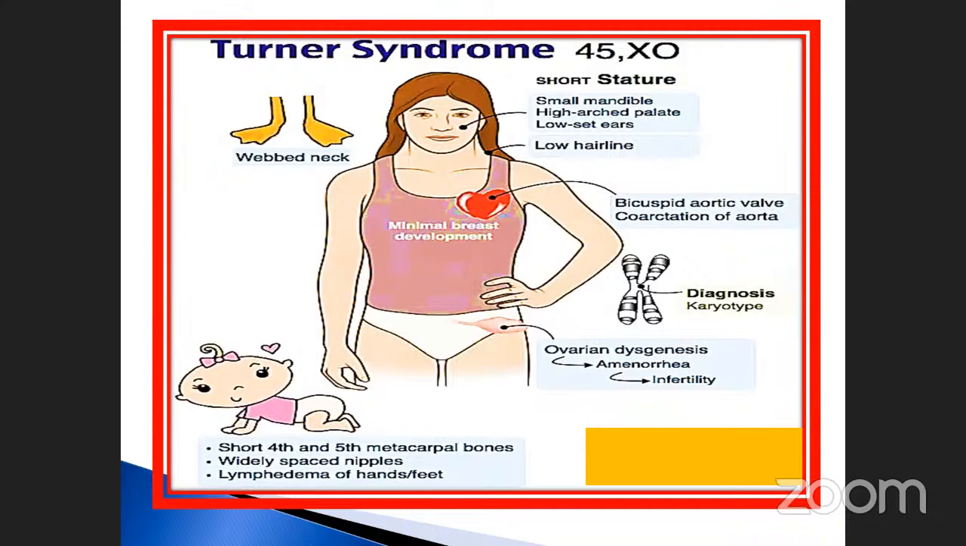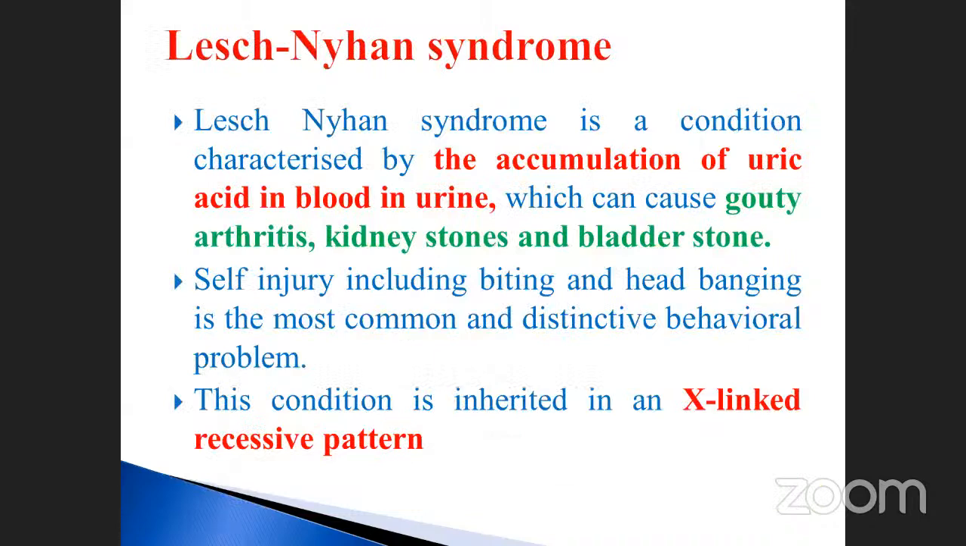The diagnosis is by karyotype, this is another type. The particular chromosome will be missing. Ovarian dysgenesis, amenorrhea, infertility. The female characters are there, but with infertility. This is also very, very important. Turner syndrome looks like this, due to 45 with X0. Okay, see that one. And the next disease is called Lesch-Nyhan syndrome.